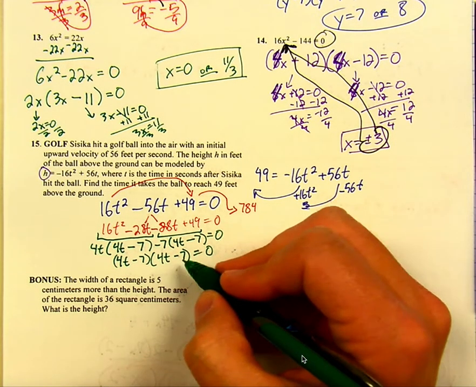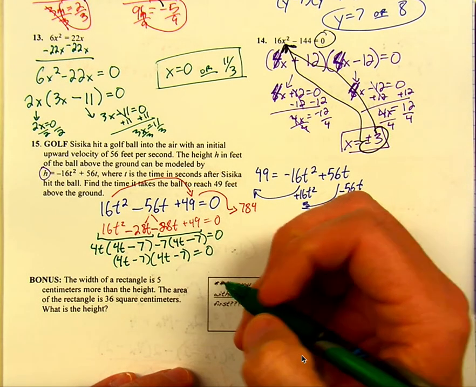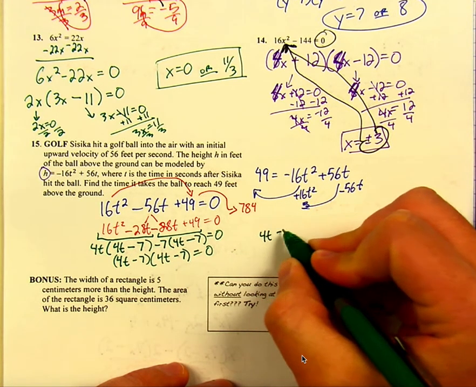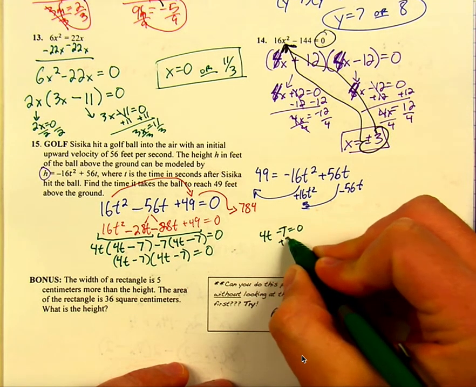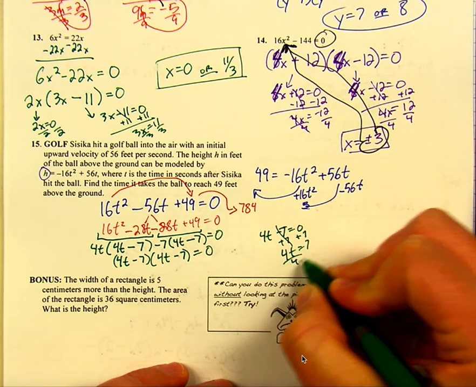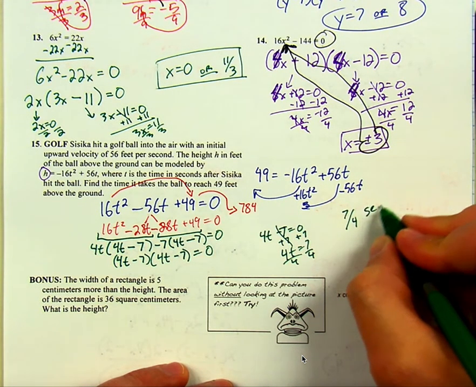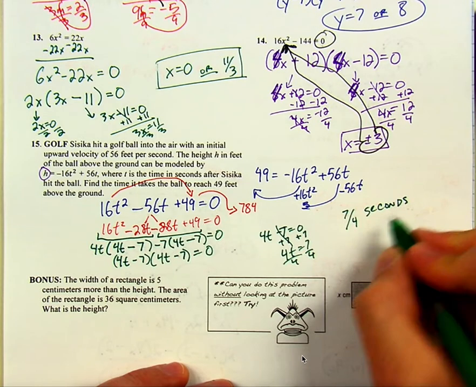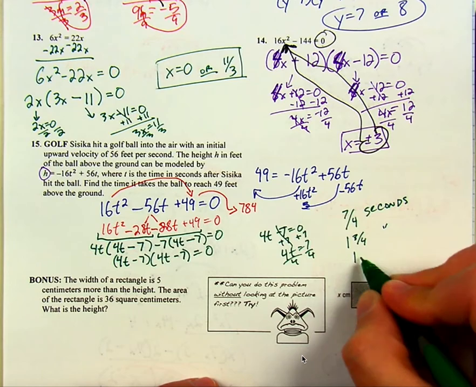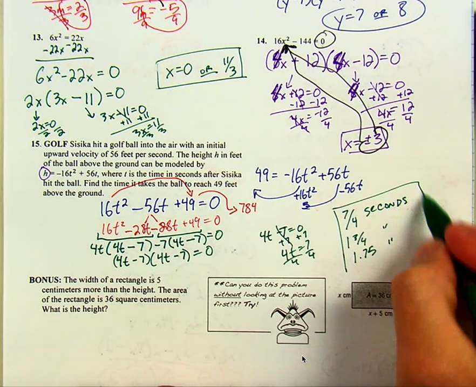Yeah, so on this problem, you're going to get 7/4 because you're going to basically have 4t minus 7 equals 0. So you'll add 7. That gives you 4t equals 7. You'll divide by 4. So the answer to this is 7/4 of a second, or 7/4 seconds, or I guess you could call that 1 3/4 seconds, or 1.75 seconds. Any of those would be a good answer to that.